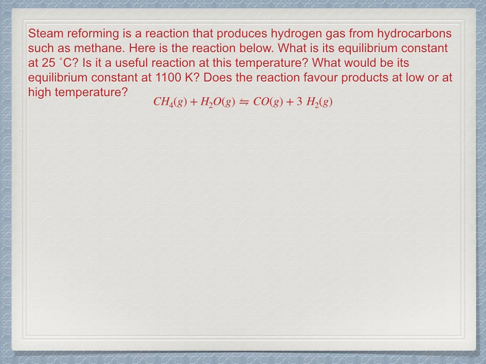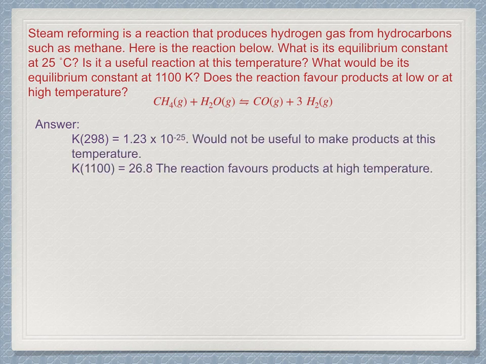Is it a useful reaction at this temperature? What would be its equilibrium constant at 1100 Kelvin? Does this reaction favor products at low or at high temperature? Well, the answers are that K at 298 Kelvin is 1.23 times 10 to the minus 25, an extremely small number. By contrast, at 1100 K, it has the value 26.8. This indicates that the reaction favors products at high temperature.